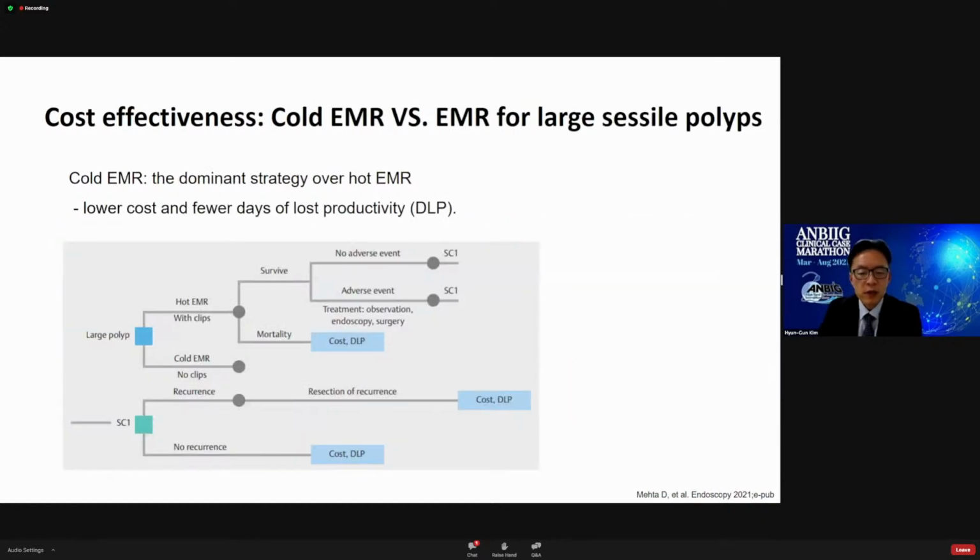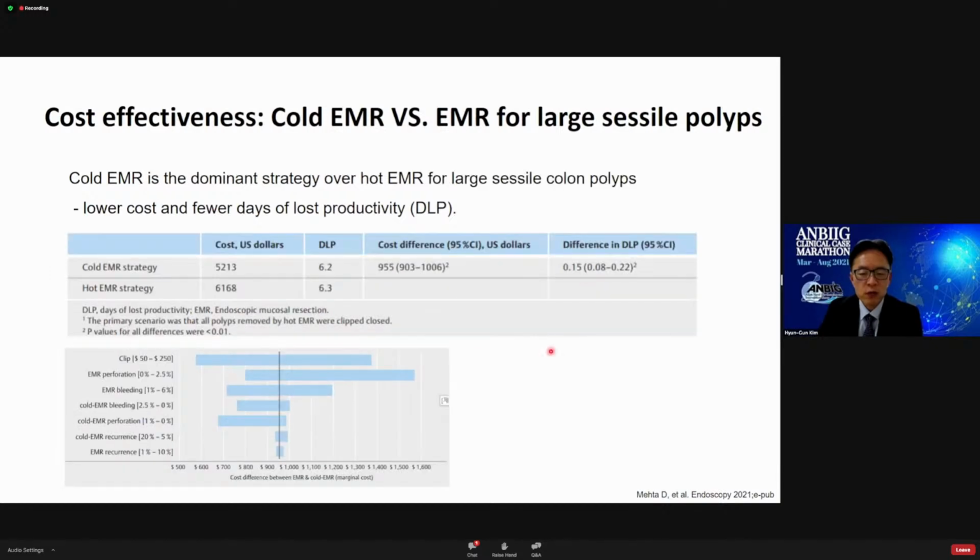Recently, an interesting study compared the cost effectiveness of cold EMR and hot EMR in large sessile polyps. When considering the intervention for complications during the procedure and additional treatment for recurrence, cold EMR was a more cost-effective strategy compared with hot EMR for removal of large sessile polyps. And this difference was largely driven by the absence of necessity for routine prophylactic clip closure with cold EMR.